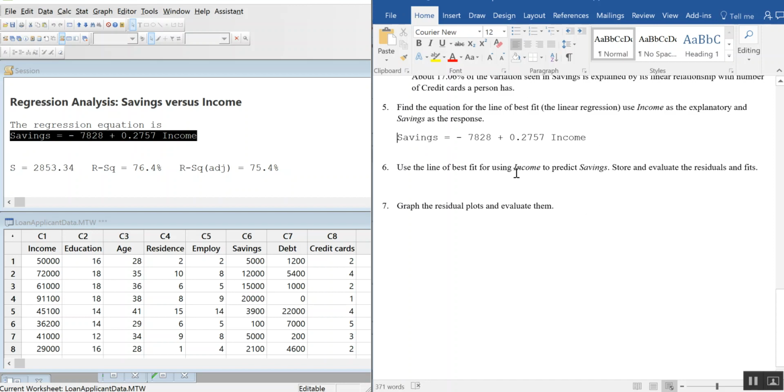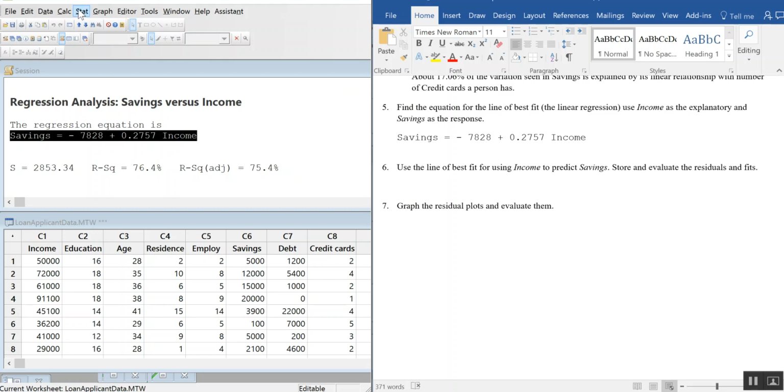All right. Next up, I'm going to be using the equation for the line of best fit to predict savings and store the residuals in fits. Fits is just a fancy Minitab word for the predicted values. So if I took all of my income variable values and shoved them into my line, the result would be a prediction for savings, the fits, the predictors.